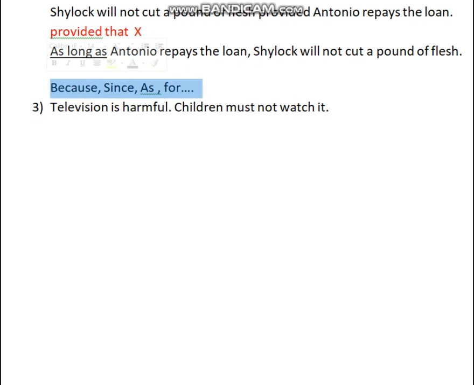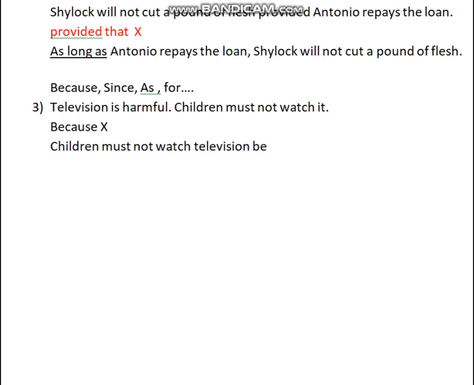These can be used interchangeably. We begin with the first one, that is because. Children, avoid beginning a sentence with because. Use it in the middle. Your answer will be: children must not watch television because it is harmful. You are joining the two sentences with this conjunction. There is no need for you to put a comma to separate it.